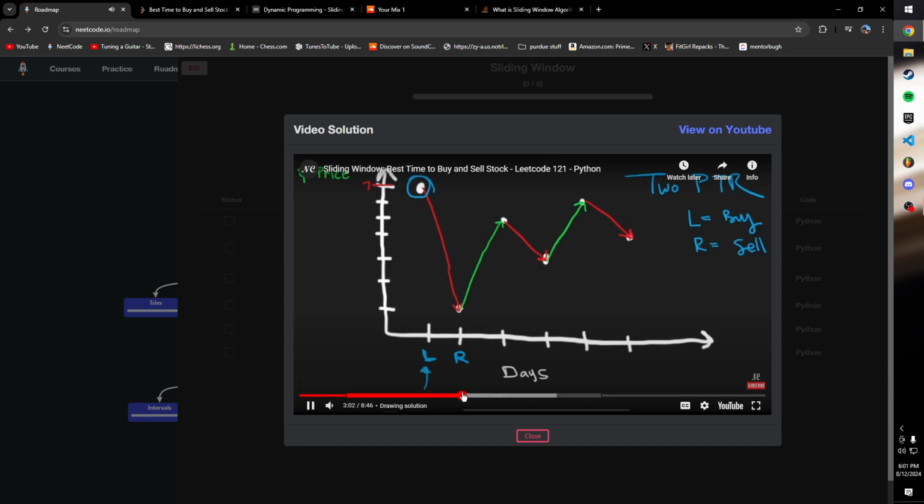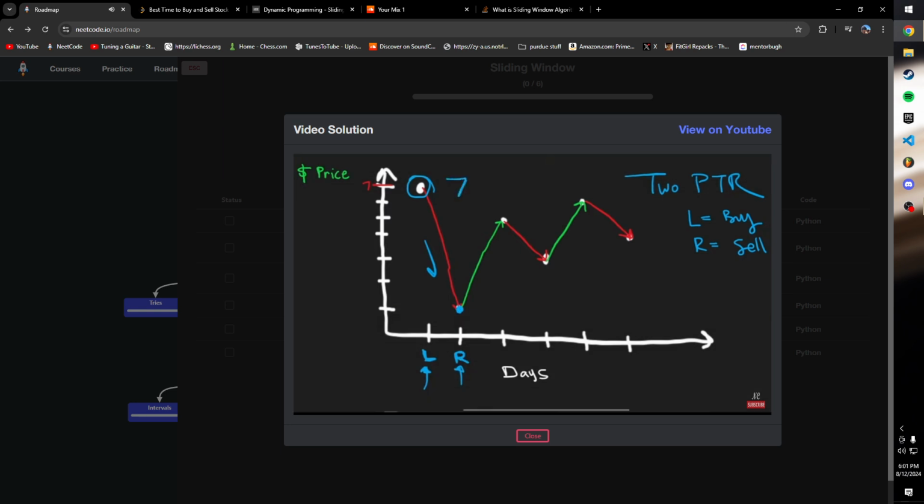It's going to be when we can buy, right? Right is less than left. Why would I pay 7 when I could wait 1 day and pay 1? So that's basically how the algorithm works. Since our right value is less than left, we're going to update our pointer left. So left is now going to be on day 2 and right is going to be on day 3.